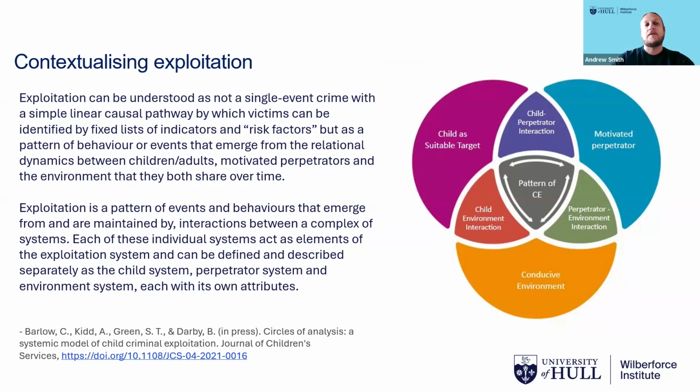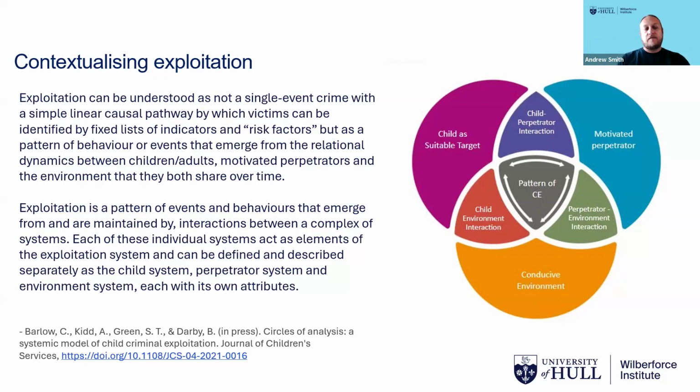But essentially, exploitation, that act of exploitation, should be understood as not a single event crime with a linear causal pathway by which victims can be identified by a fixed list of indicators and risk factors. What we're saying is there's a pattern of behavior or events that emerge from relational dynamics between children and adults, between a potential victim, the motivated perpetrators, and the environment that they all share, as shown by the diagram.